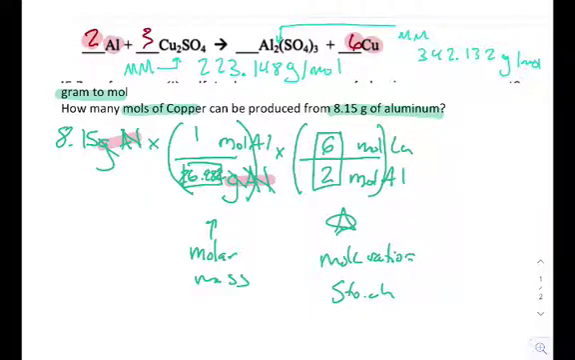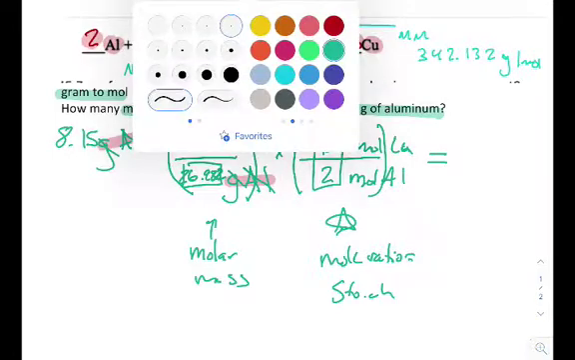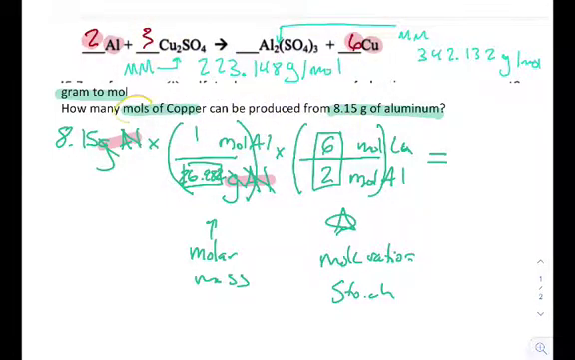Now, once I'm in moles of copper, this problem actually stops right there. I don't have to do that last molar mass step. And I don't have to do that step because the problem asked me about moles of copper. And that is what I've converted to, right? Moles of aluminum have gone away. I will get moles of copper out when I calculate this. So this is just a 2-step problem.